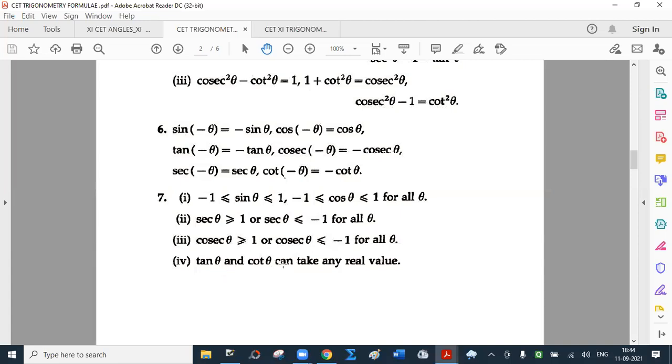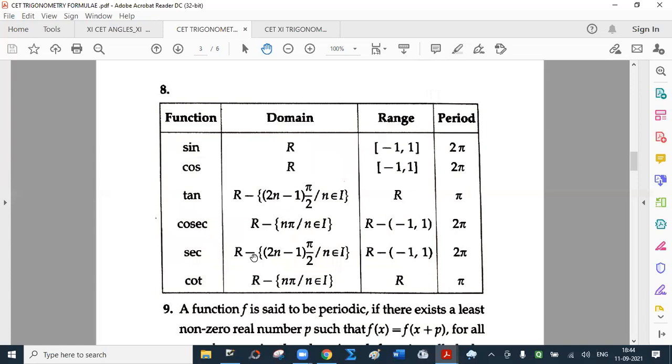Also, tan and cot can assume any real value. Yes, this table is very, very important. At least remember it for sine, cos, tan. We have done the topic functions, so I'm sure you will understand this.